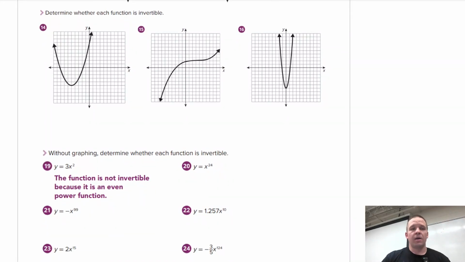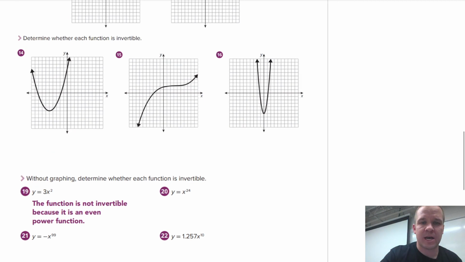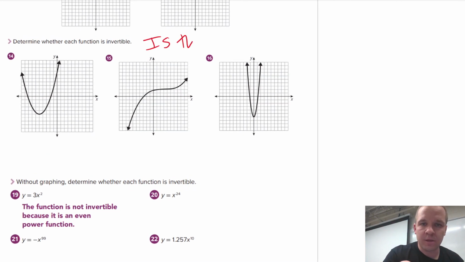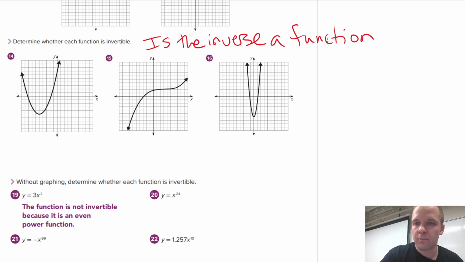Okay. So let's see here. Determine whether each function is invertible. Interesting, okay? How in the heck do we tell if it's invertible? What we're saying here is, is the inverse a function? So maybe write that down right here. Is the inverse a function? That's what we really want to know. Is the inverse a function, okay? That's what they mean when they say, is it invertible? Okay, is each function invertible? So these three here are functions. Are they invertible? Is the inverse going to be a function?